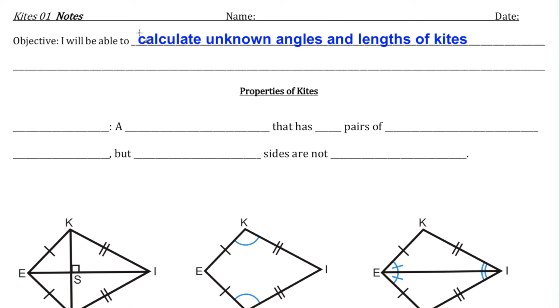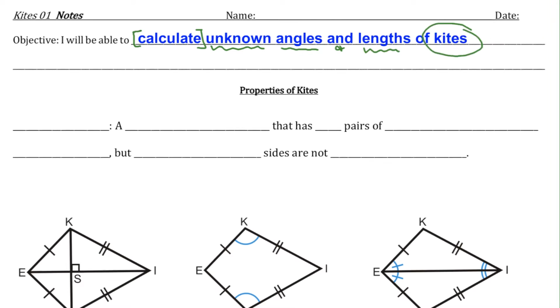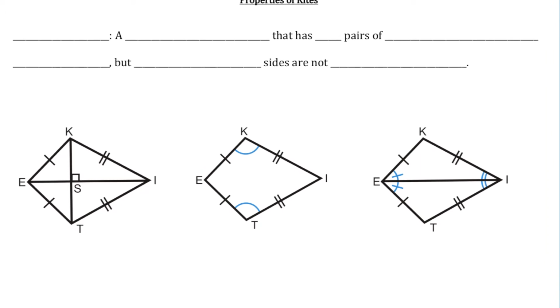All right, so in this lesson, we are going to calculate unknown angles and lengths of kites. Now, before we find these unknown angles and lengths of kites, we have to know what a kite is. A kite is a quadrilateral, so a four-sided polygon, that has two pairs of congruent sides.